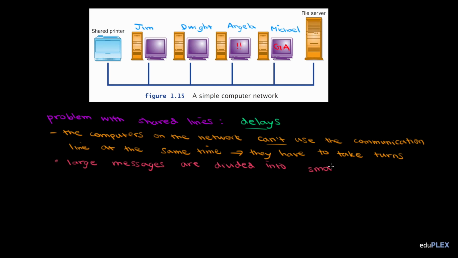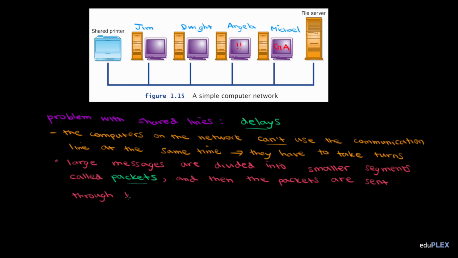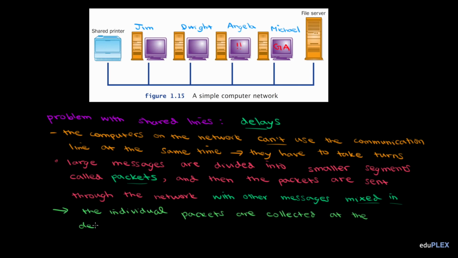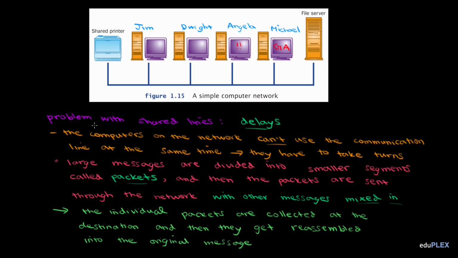are divided into smaller segments called packets, and then the packets are sent through the network with other messages mixed in. So maybe 2 packets of Michael's files go through, and then Angela's files, and then a couple more packets of Michael's, and then maybe some other files from Jim, and then some more of Michael's, and so on. The individual packets are collected at the destination, and then they get reassembled into the original message. That way Jim doesn't end up with a bunch of fragments of Grey's Anatomy. He gets the original files, but Angela gets to send her files on time too.